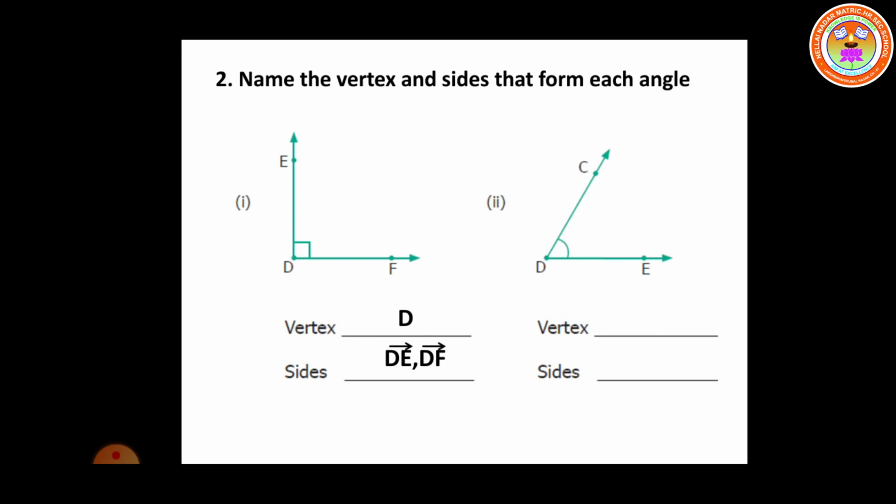Coming to the second subdivision. What is the vertex given? D. Where the angle is given, that point is the vertex. And the sides are the two rays from the vertex. What are the rays from the vertex? See, the ray DE and the ray DC.